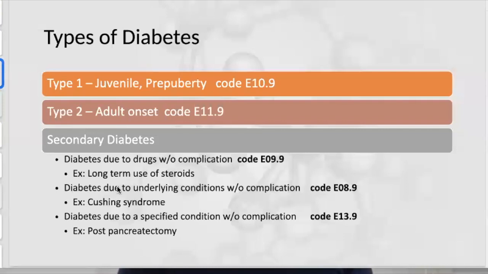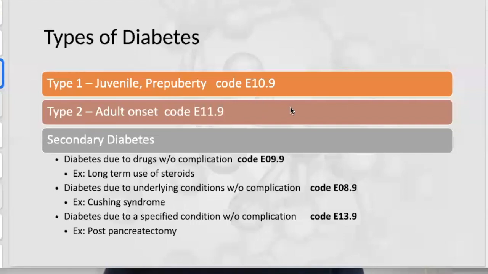Now, let me back up a little bit here. The diabetes due to underlying condition. Another example for that is a person who has Cushing's syndrome. And from what I understand, guys, Cushing's syndrome is a disorder of the hormone called cortisol. So someone who has an excessive amount of that cortical hormone.